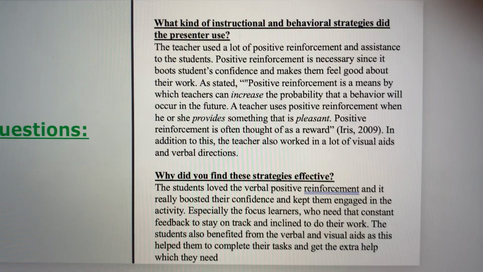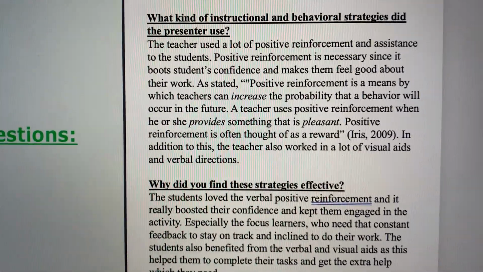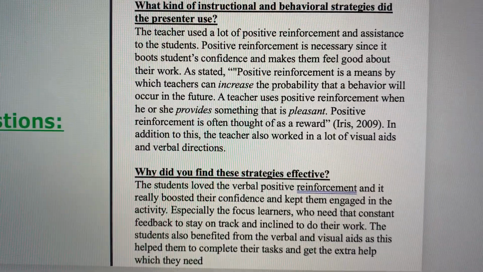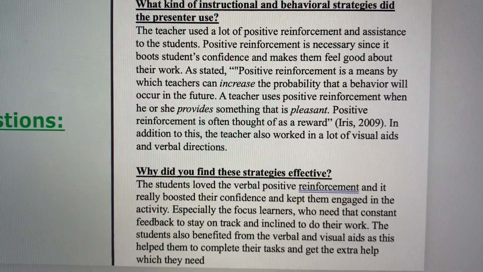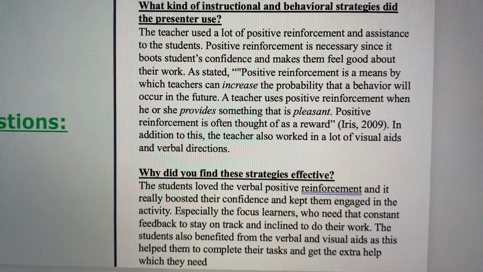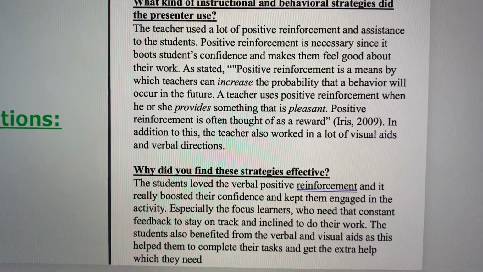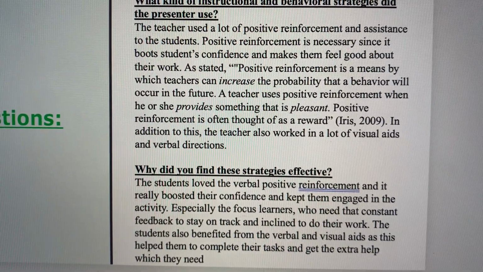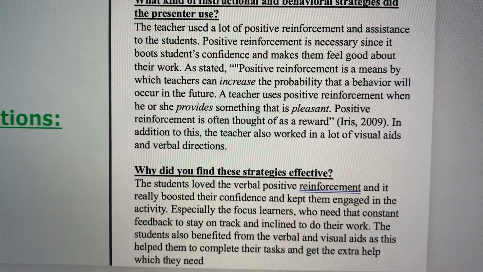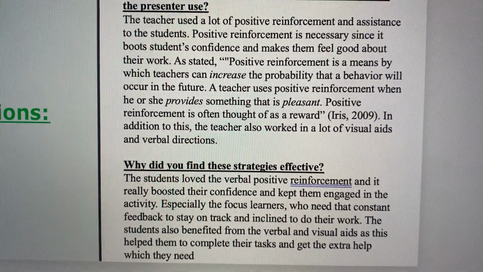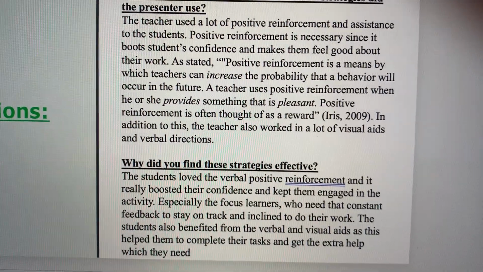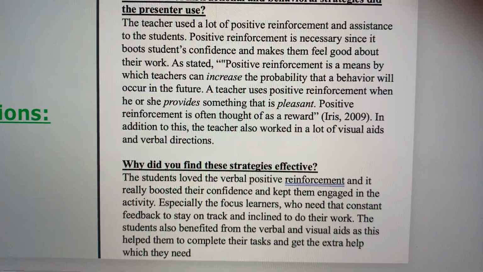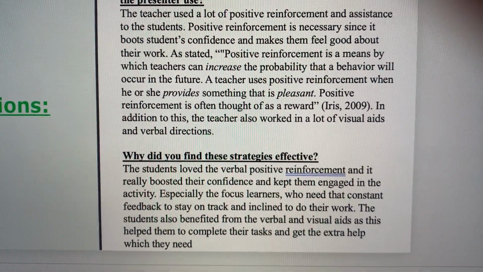For my questions, what kind of instructional and behavioral strategies did the presenter use? The teacher used a lot of positive reinforcement and assistance to the students. Positive reinforcement is necessary since it boosts students' confidence and makes them feel good about their work. As stated in the IRIS, positive reinforcement is a means by which teachers can increase the probability that a behavior will occur in the future. A teacher uses positive reinforcement when he or she provides something that's pleasant. It's often thought of as a reward. In addition to this, the teacher also worked in a lot of visual aids and verbal directions.